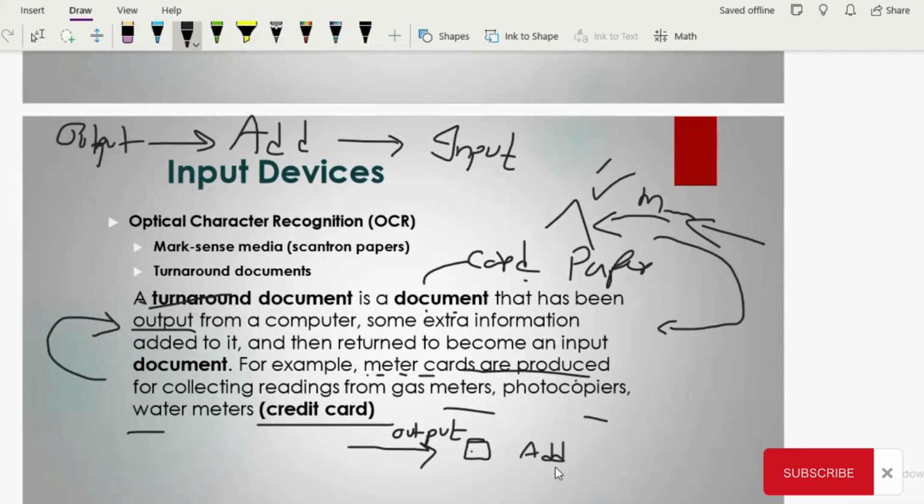So you make your online purchase and you scan the chip on your credit card, and your credit card information goes into the system, and then your bill will be added to this credit card. So information is added, right? And now it will become an input to deduct the money from your bank account or from your credit card limit. Because you know that credit cards are of two types, any type of credit card could be an example for this type of optical character recognition, or you can say a turnaround document.